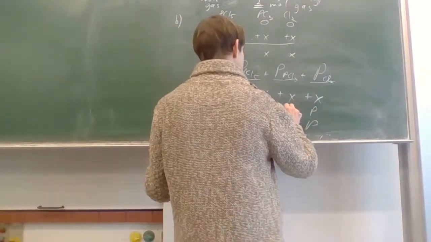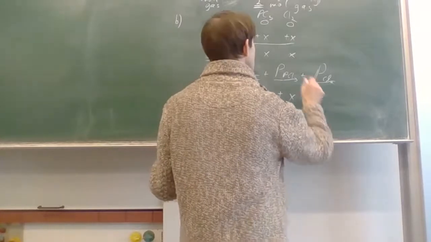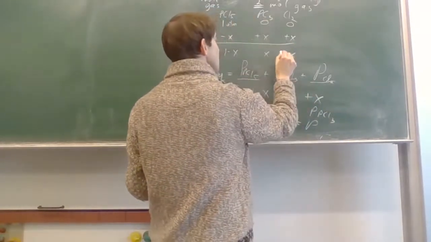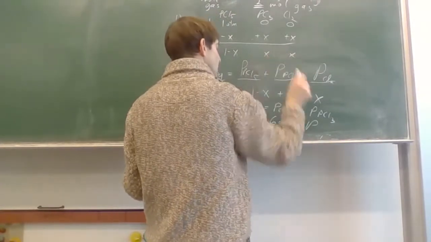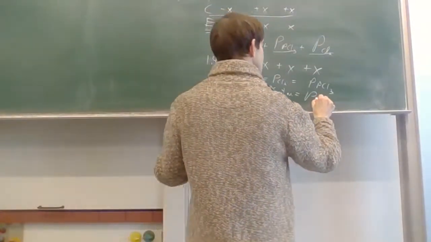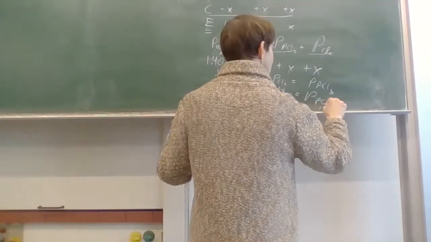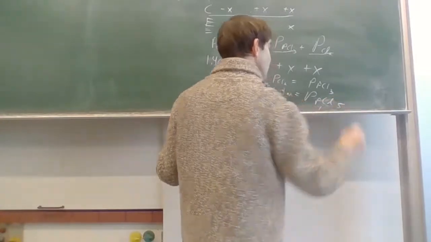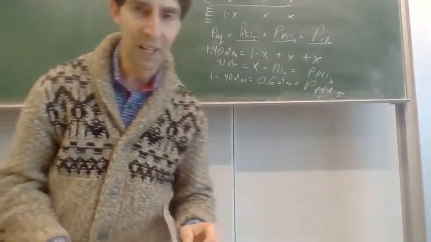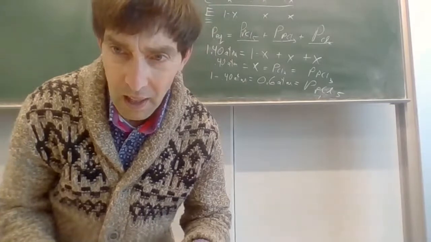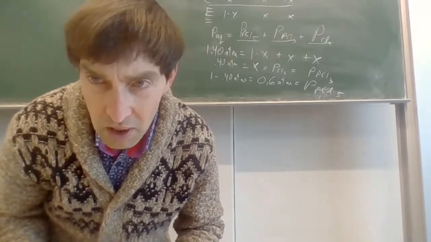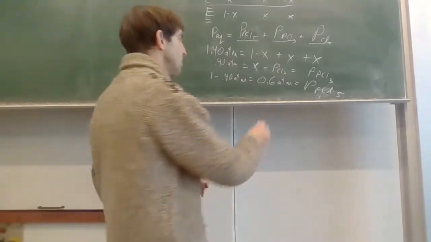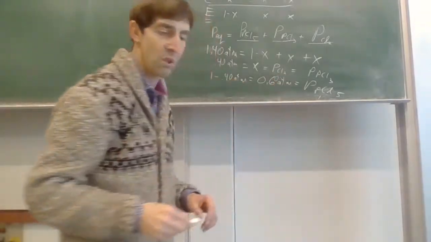So P Cl2 and P PCl3, because those are equal, right? Those are equal. Okay, and the other one is PCl5. So the 0.6 is that, and that's what I think Alicia got as well. I'll go back and check. Yes, that's what she got as well. So 0.6 and 0.60 and 0.40.